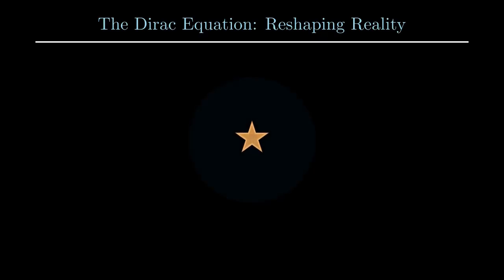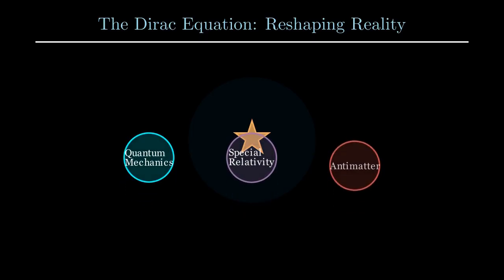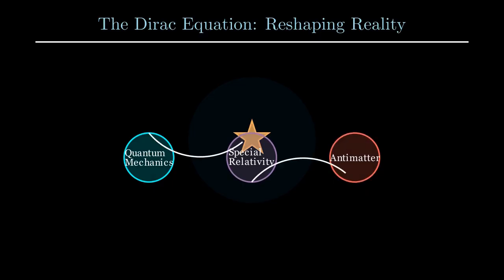Few equations have reshaped our understanding of reality as profoundly as the Dirac equation. It's a cornerstone of quantum field theory, beautifully merging quantum mechanics with special relativity and, astonishingly, predicting antimatter before its discovery. Beyond the complex mathematics lies a deep, elegant intuition, a geometric breakdown that makes sense of spin and fundamental particles.